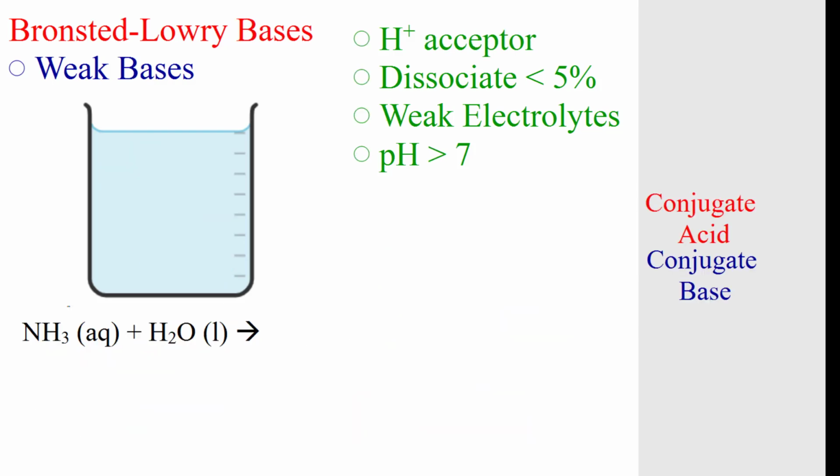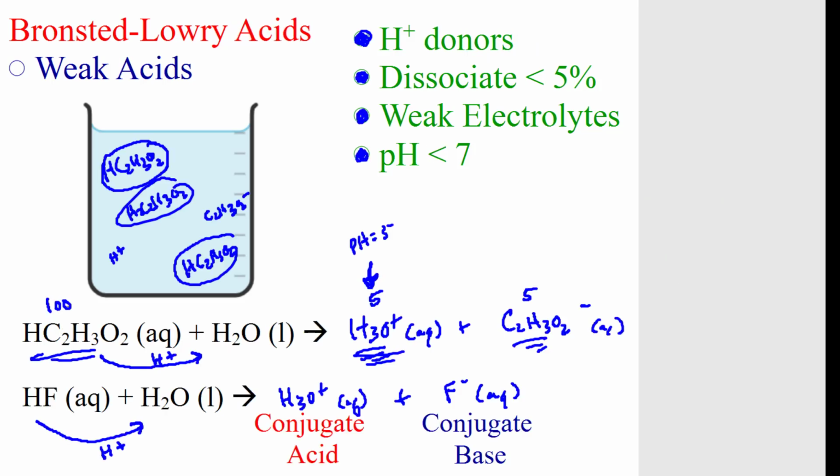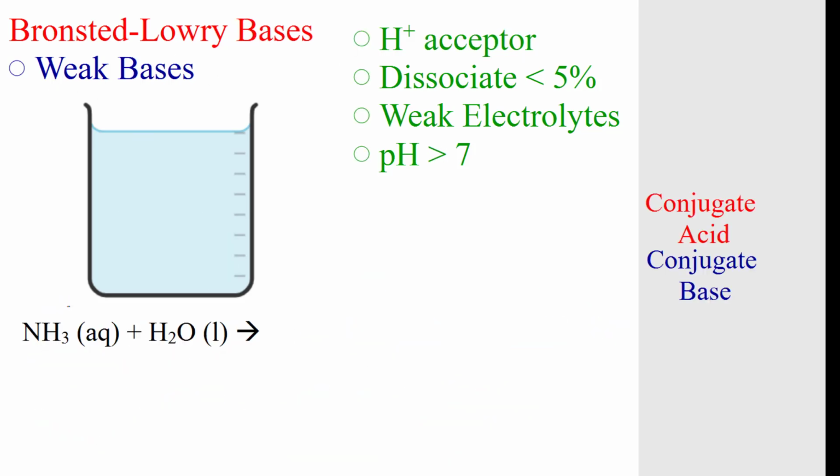Well, we also have Bronsted-Lowry bases. Where Bronsted-Lowry acids were H plus donors, a Bronsted-Lowry base would be an H plus acceptor. NH3 we know is a weak base, which means the water is going to act like an acid and give away an H plus. So what will the NH3 become when it gains the H plus? It would be NH4 plus aqueous. What will the H2O become when it loses an H plus? It would be OH minus aqueous.